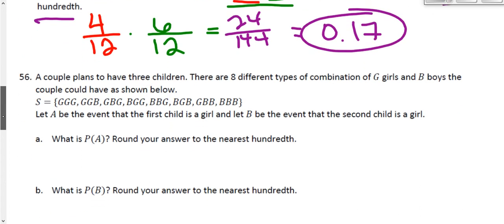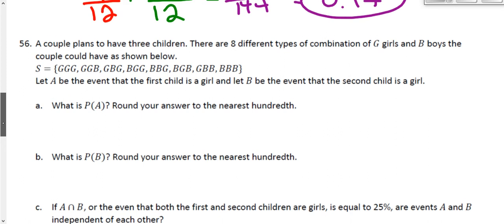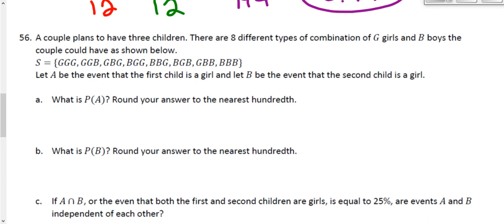Let's take a look at question 56. A couple plans to have children. There are 8 different types of combinations of girls and boys that they should be able to have. They want to have 3 kids. So A is the event that the first child's a girl. I'm going to use red and underline each scenario where the first child is a girl. So here, they're all girls, so the first one's a girl. Here, the first one's a girl. Here, the first one's a girl. And this one, the first one's a girl.